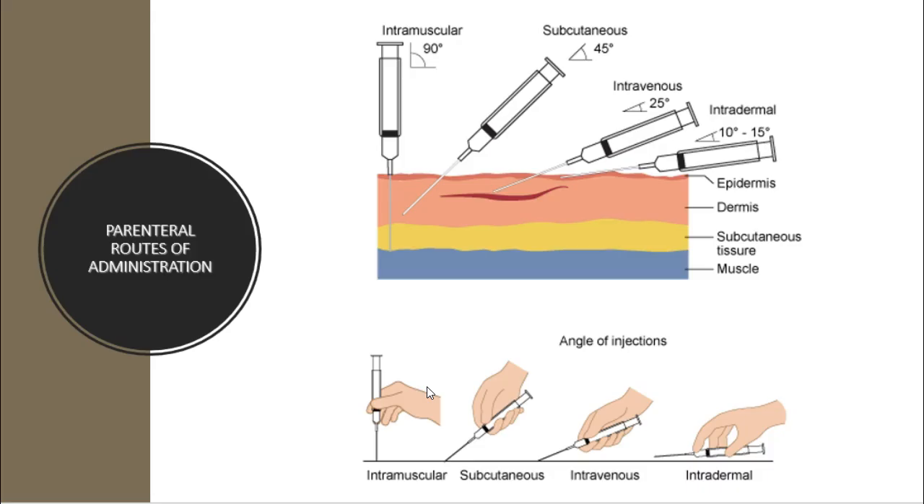So looking at the different ways that we get to the area in which we're injecting. There's intramuscular, which is going to be at a 90 degree angle to the skin. Subcutaneous is going to be a 45 degree angle. Intravenous is a 25 degree angle, and intradermal is a 10 degree angle. So as you can see, the needle goes to the different areas we're talking about. So it's really important that you know that the intravenous angle is 25 degrees. I'm not sure if that was on the exam, but I know it's on your quiz.